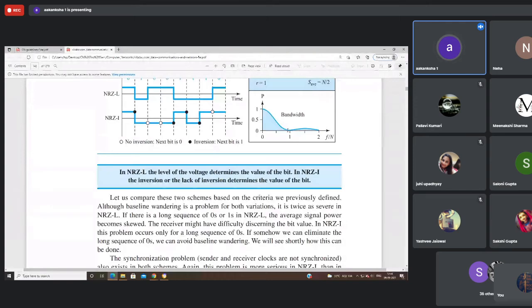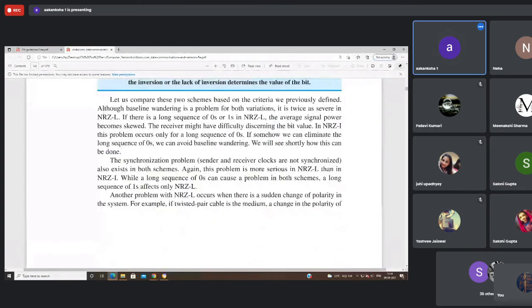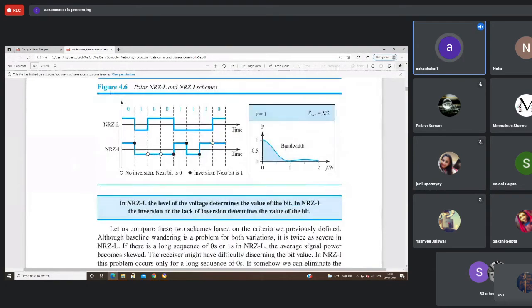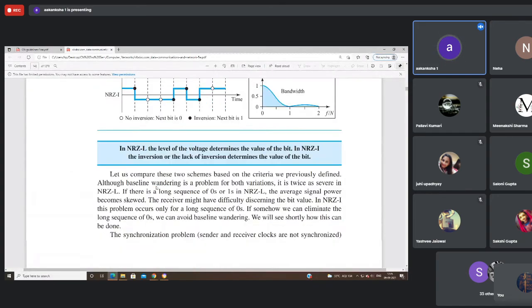So the spectrum is more towards nearly 0 frequencies. This means that there are DC components that carry a high level of energy. As a matter of fact, most of the energy is concentrated in frequencies between 0 and N/2. So although the average of the signal rate is N/2, the energy is not distributed evenly between the two halves. Most of the frequencies are nearly 0, so more power is concentrated there in these schemes.